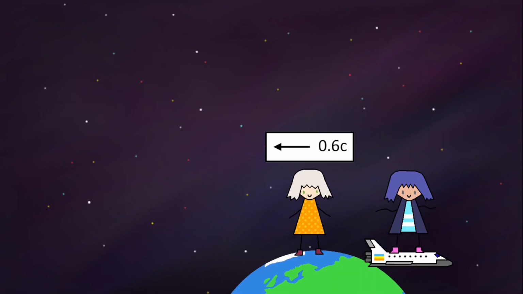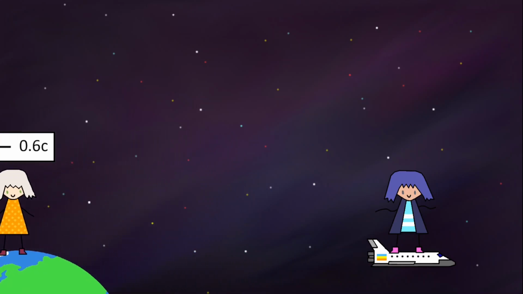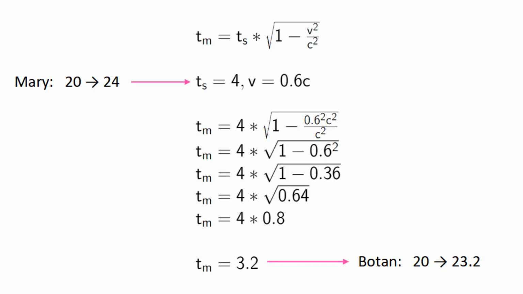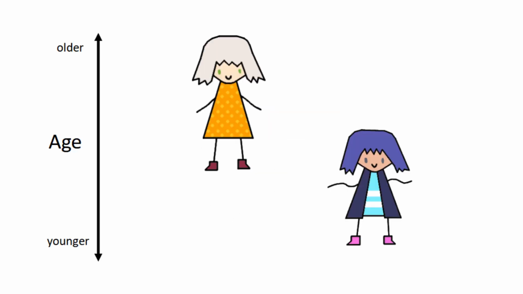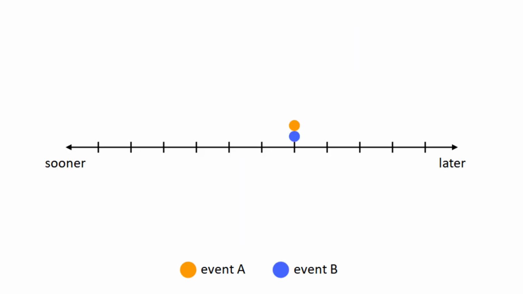But in Mary's own reference frame, she's the stationary one, and Botan is moving at 0.6C. Using the formula again, we find that when Mary is 24, Botan will only be 23.2. So in one perspective, Botan is older, but in another perspective, Mary is older. This is a contradiction, right? Well, it's correct that these two observations can't both be true at the same time. But the key point is that they don't happen at the same time. You'd think this implies that one happens after the other, but that's not the case either.